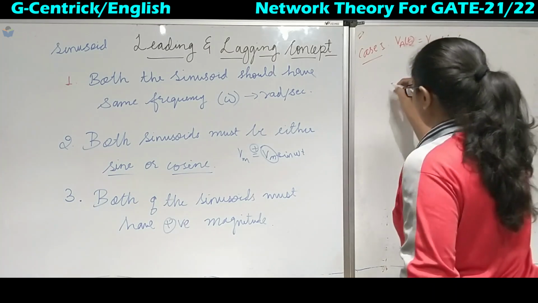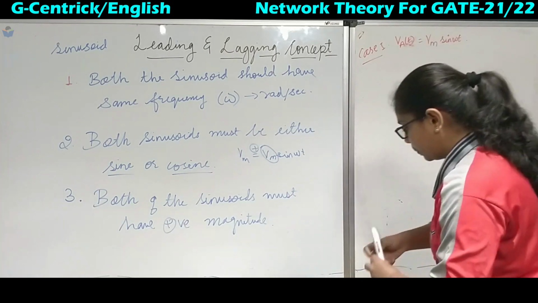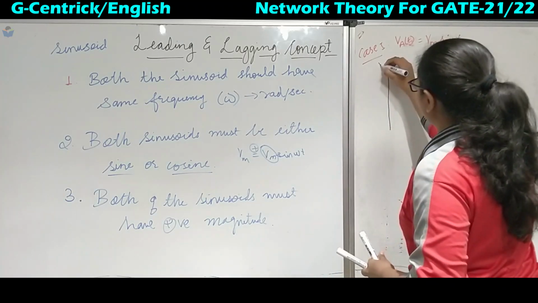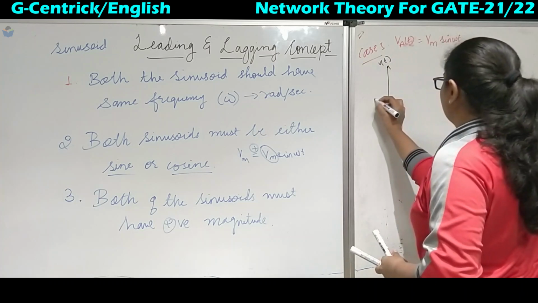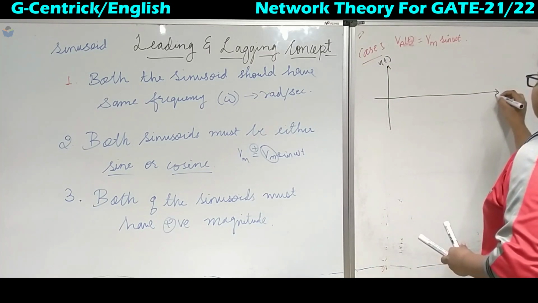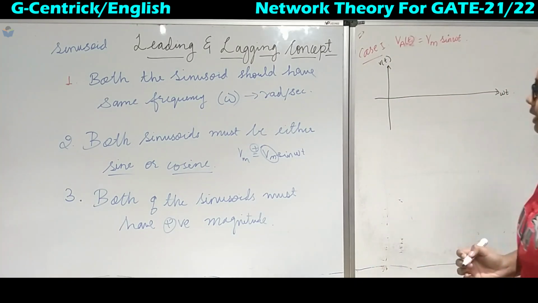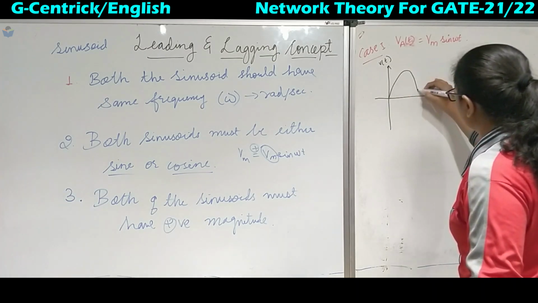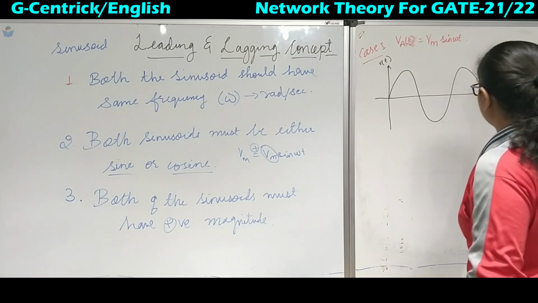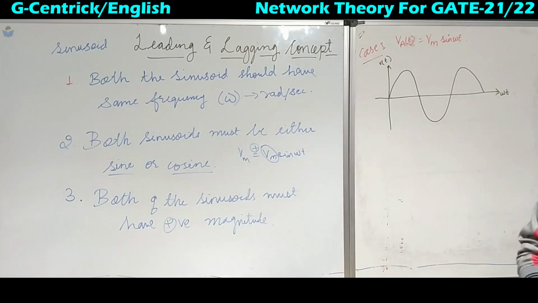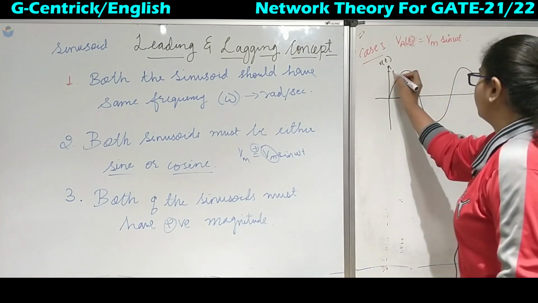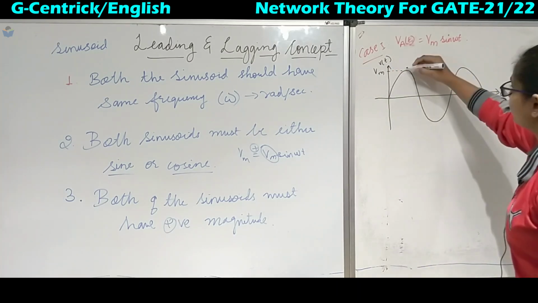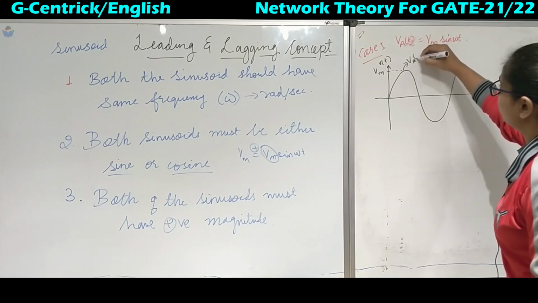So I will draw this one. I take the y axis for V of t and this is omega t, the time axis. I'll draw the sine wave, which has the peak value Vm. This is representing Va of t.